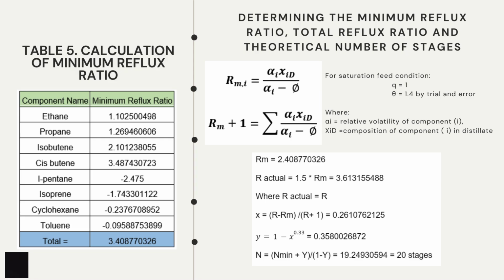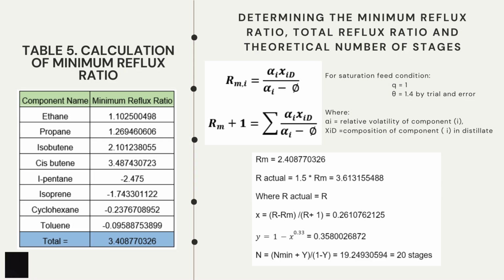To find the total minimum reflux ratio for the system containing components C2 to C7, the individual minimum reflux ratios are summed, and the final minimum reflux ratio is then obtained by subtracting 1 from this total. To calculate the actual reflux ratio, multiply the minimum reflux ratio by 1.5. This adjustment accounts for inefficiencies and provides a practical operating reflux ratio.